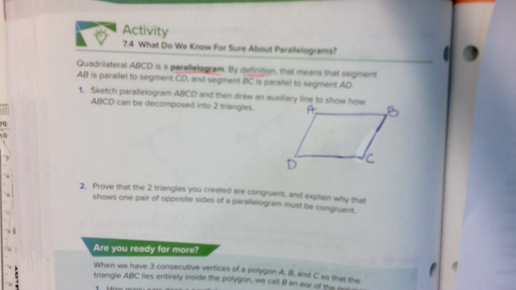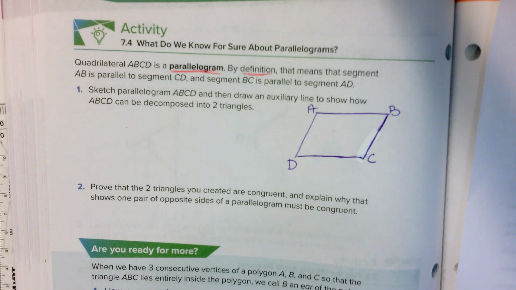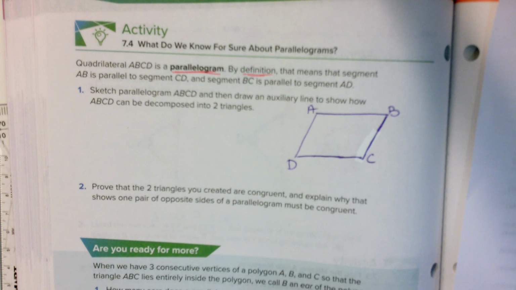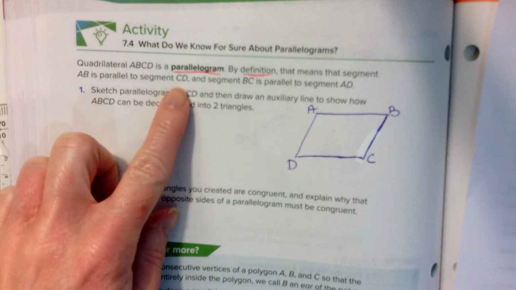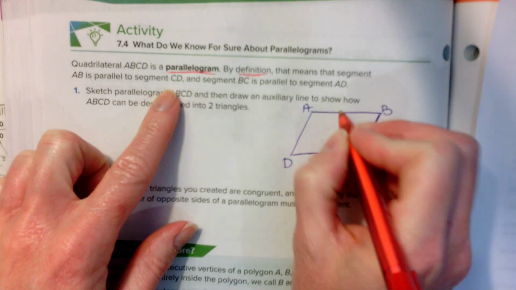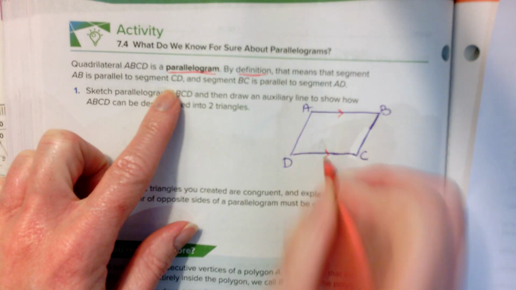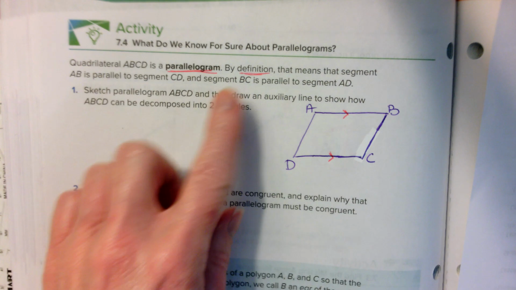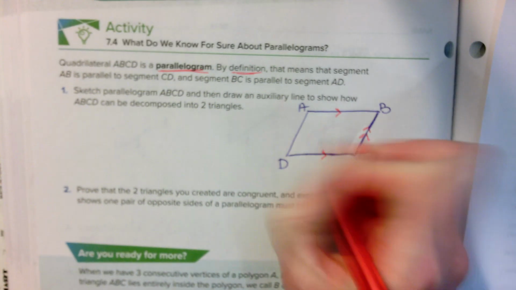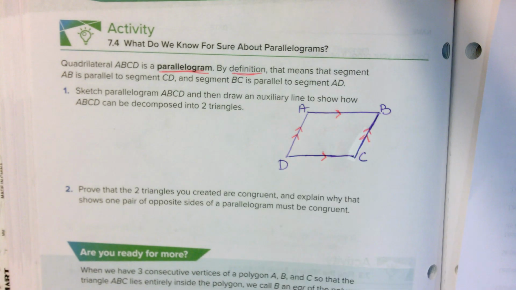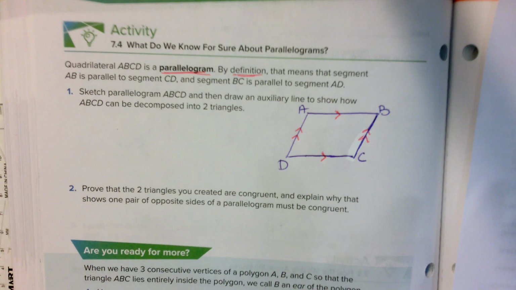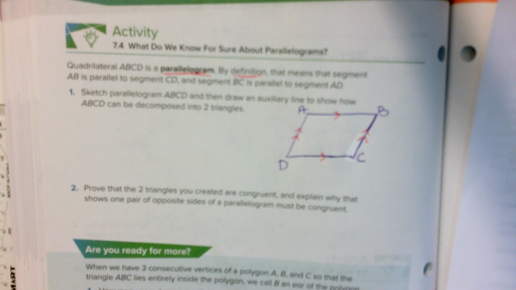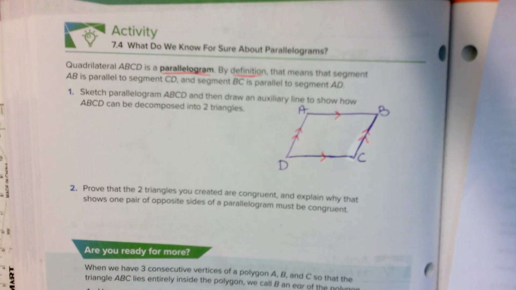Sorry about that. So we know that opposite sides are parallel. So in this case, AB is parallel to CD. So let's mark that. So AB and CD, I'm going to mark with a single arrow. And then BC is parallel to AD. So let's mark that. I'm going to mark it with a double arrow. And that's what we know for a fact about a parallelogram, because that's the definition of a parallelogram. But we can prove lots of other things about them.